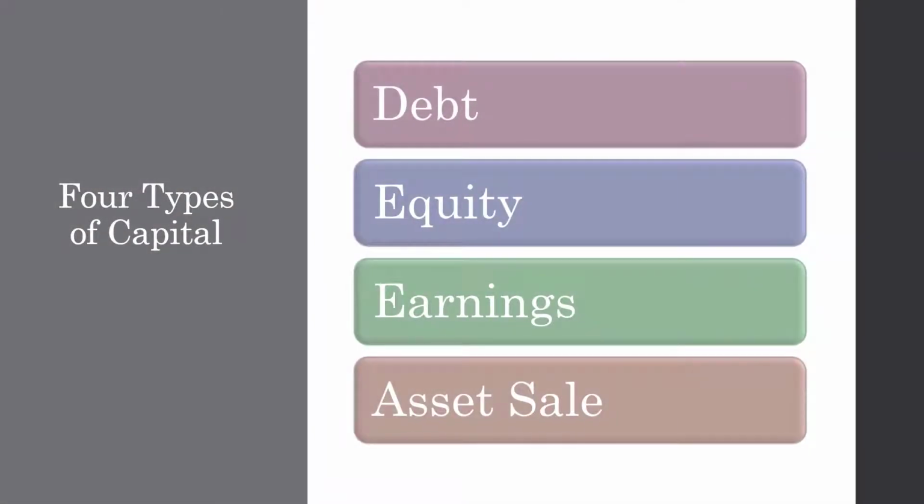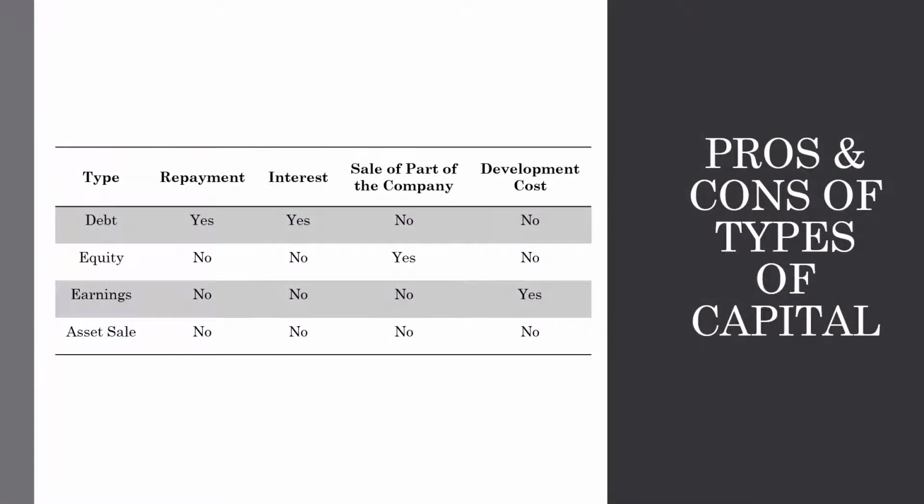So, there are 4 types of capital in general terms. They are debt, equity, earnings, and asset sales. There are pros and cons to different types of capital. The basics are that debt or loans need to be repaid with interest, while equity and profits do not need to be repaid. Equity capital requires giving up part of the company, essentially a sale of part of the company. This means shareholders generally get a share of profits.